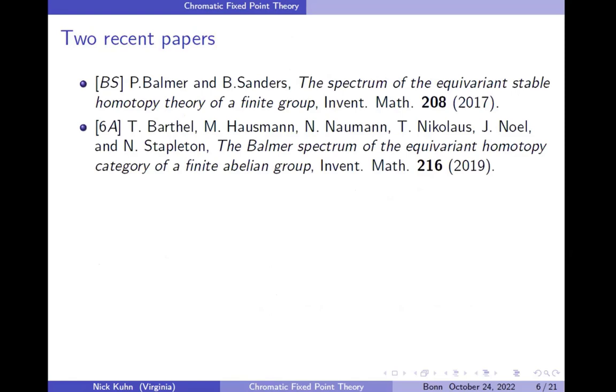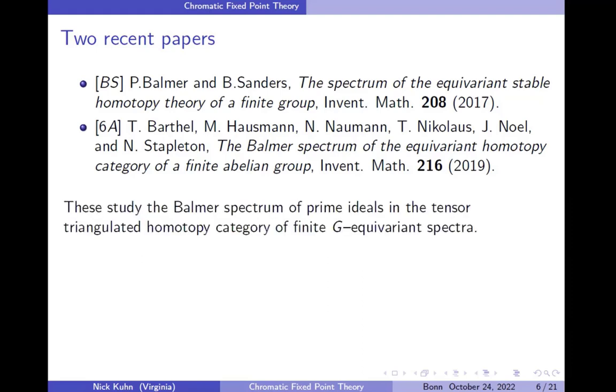Balmer and Sanders have this paper where they are looking at the Balmer spectrum for equivariant stable homotopy theory of a finite group, and they identify these tensor triangulated ideals. Basically the answer is you take geometric fixed points for a subgroup, and then you look at all the finite spectra that are acyclic in one of the Morava K-theories. That gives you some obvious tensor triangulated ideals, and they show that this is the answer.